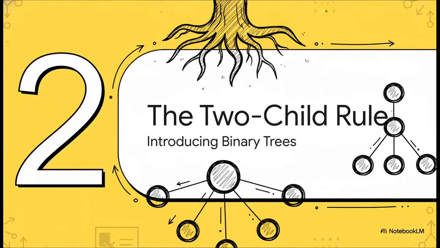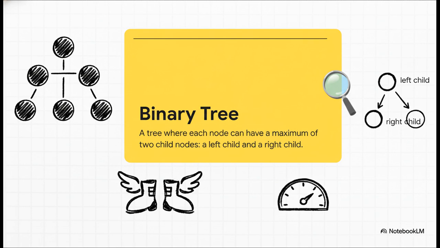So a tree node can have a whole bunch of children. But things get really interesting and way more powerful when we add one simple rule. So let's talk about the two-child rule and the most famous tree of all, the binary tree. A binary tree is exactly what it sounds like. It's a tree with a very strict policy. Every parent node can have at most 2 children. And we're very specific, we call them the left child and the right child.